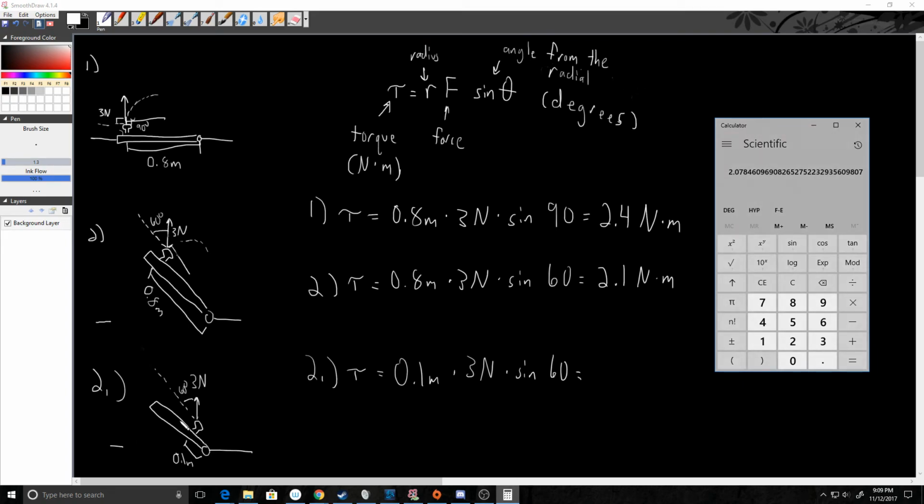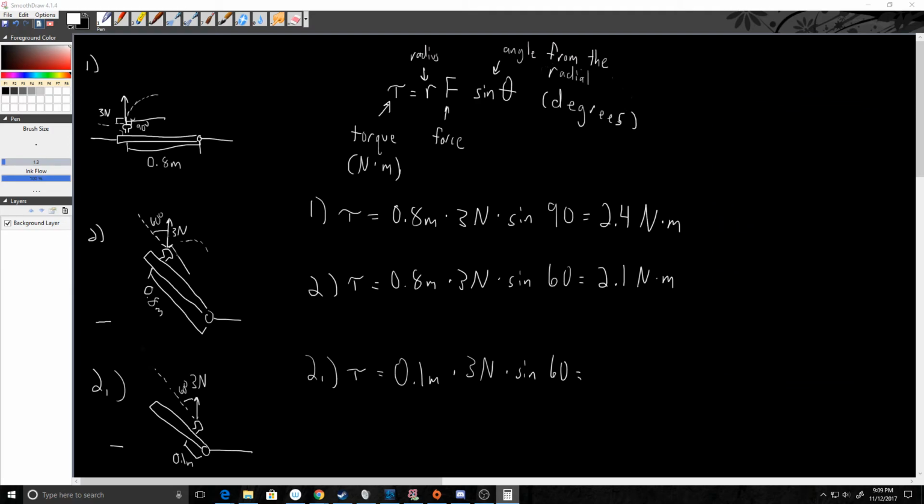So now, if my radius isn't nearly as big, I've got 60 sine times 3 times 0.1. All right, so now I end up with 0.26. Actually, I'll probably just leave it there. All right, so 0.26. And that's Newton meters, okay? Really what we're finding here, and this is something pretty basic and intuitive, is it's easier to open the door with the doorknob on the outside. If the doorknob is closer to a hinge, I have to apply a lot more force to it in order to get that same torque out of it.